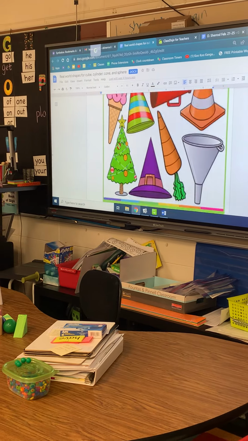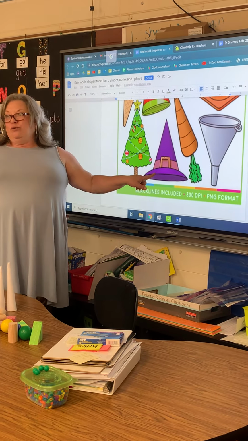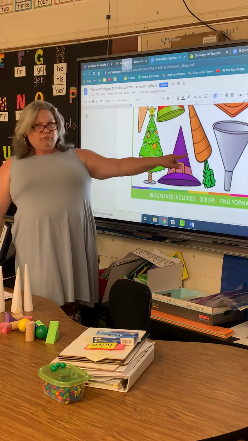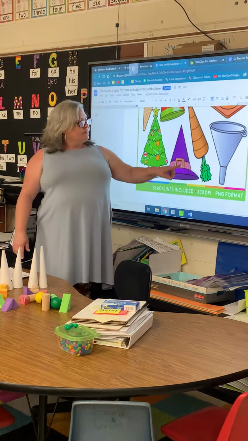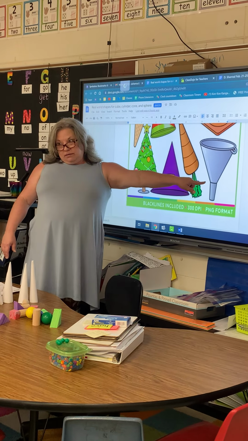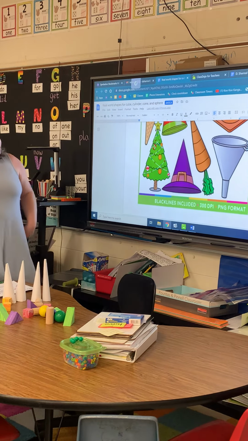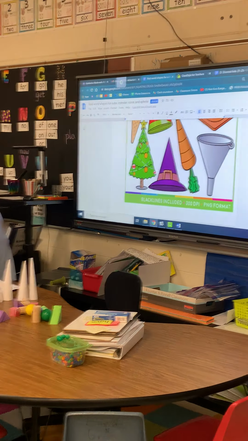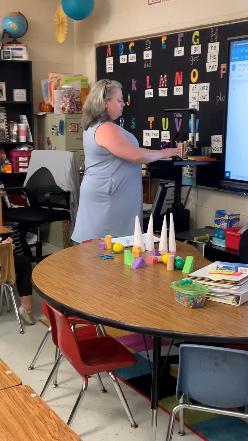Christmas tree. A witch's hat. A carrot. Who would have thought a carrot was a cone? And do y'all know what this is? A pot. It's a funnel. Can y'all say funnel? Funnel.